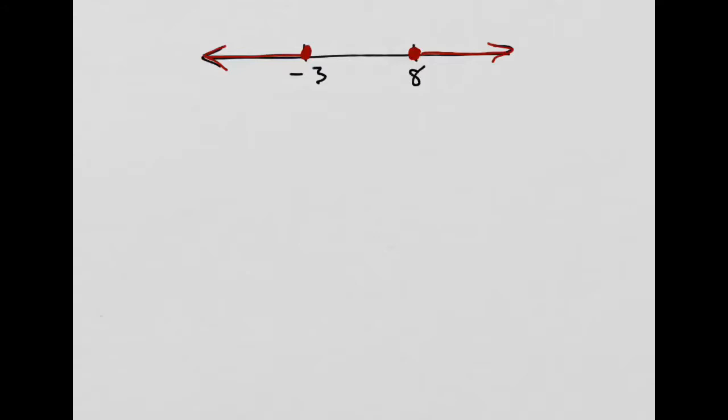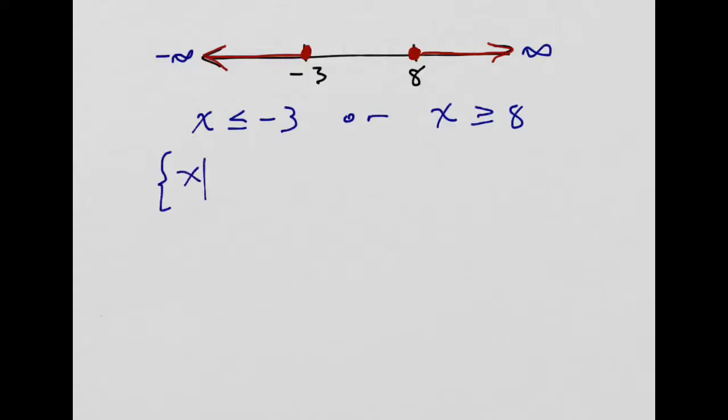In this situation, we've got two pieces on our number line. The way we want to represent that is to think about this here and this here, negative infinity and positive infinity. What we've done before is represent the left piece as x less than or equal to -3, and then we say or x is greater than or equal to 8. Or we can make that set builder: x such that x is less than or equal to -3, or x is greater than or equal to 8.